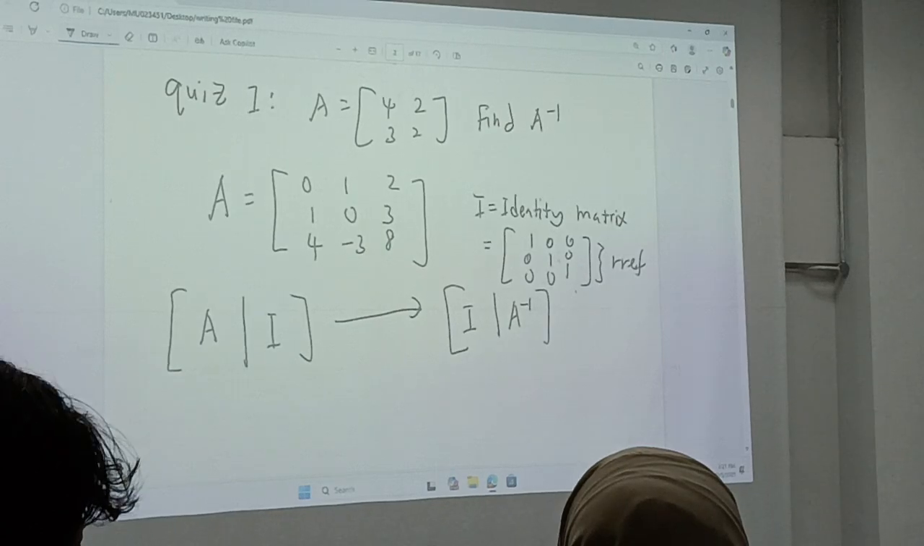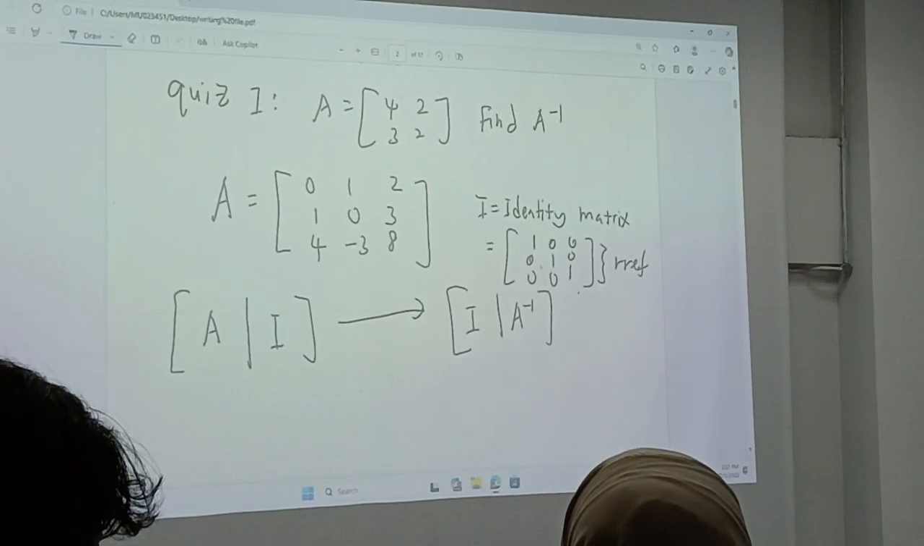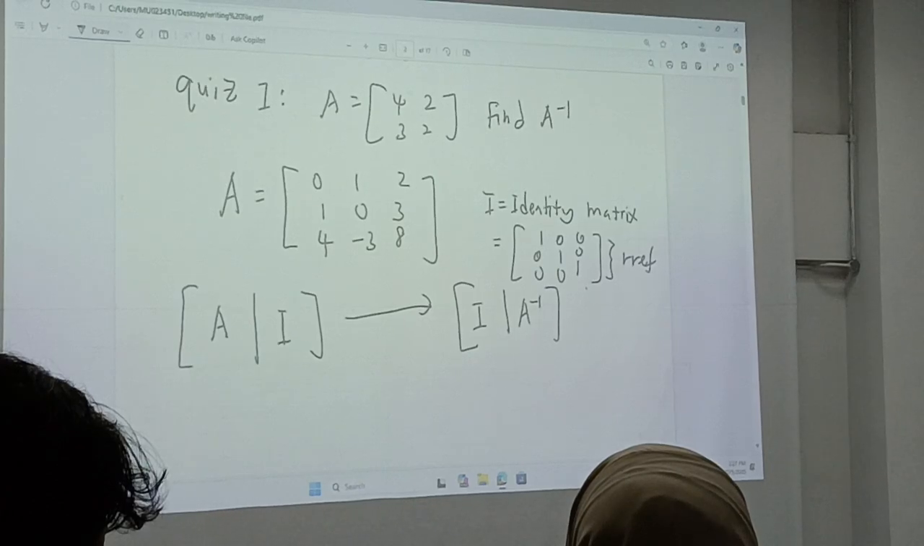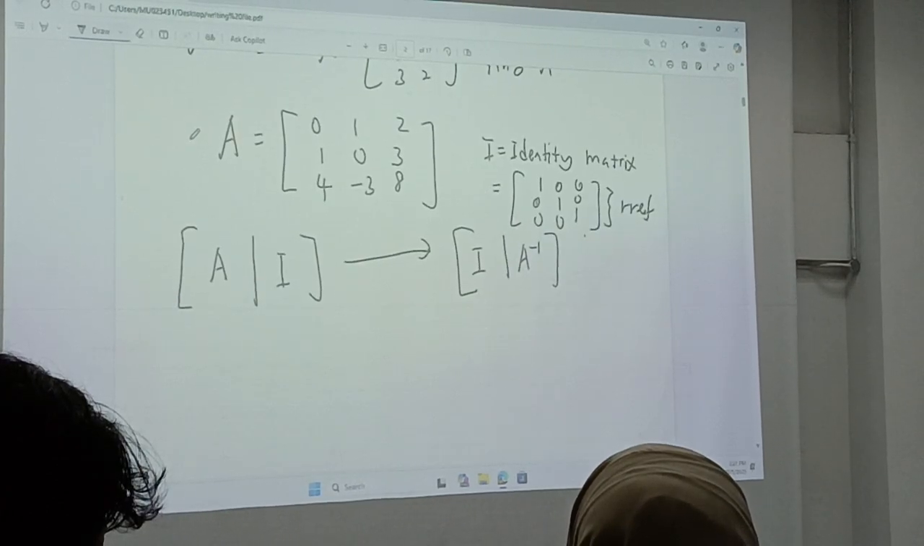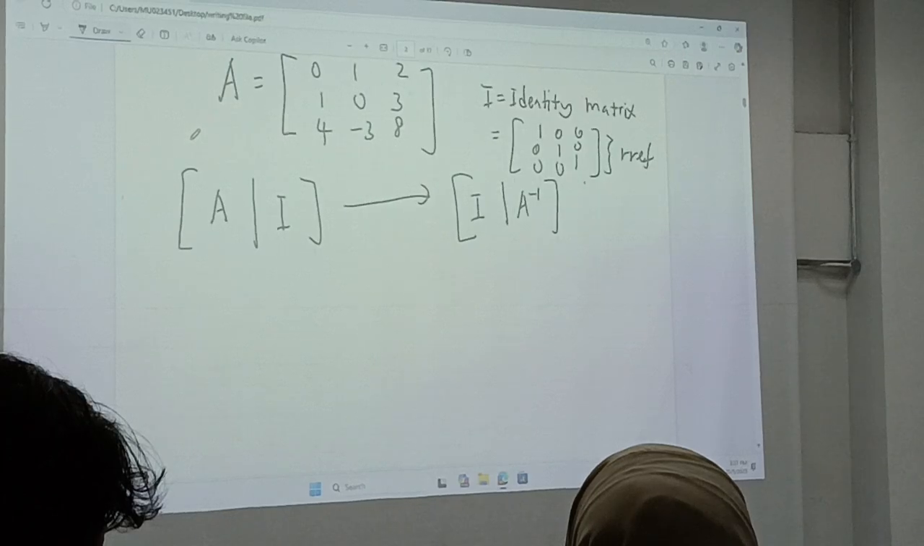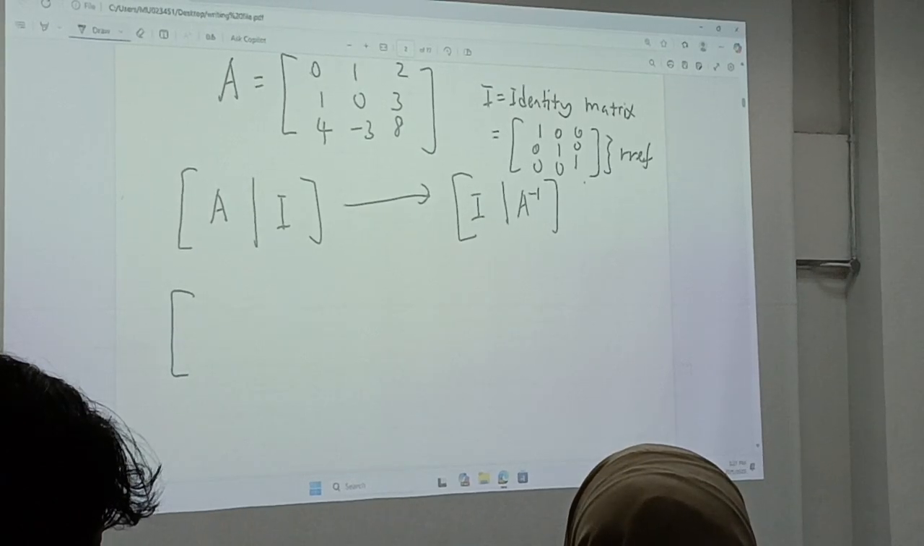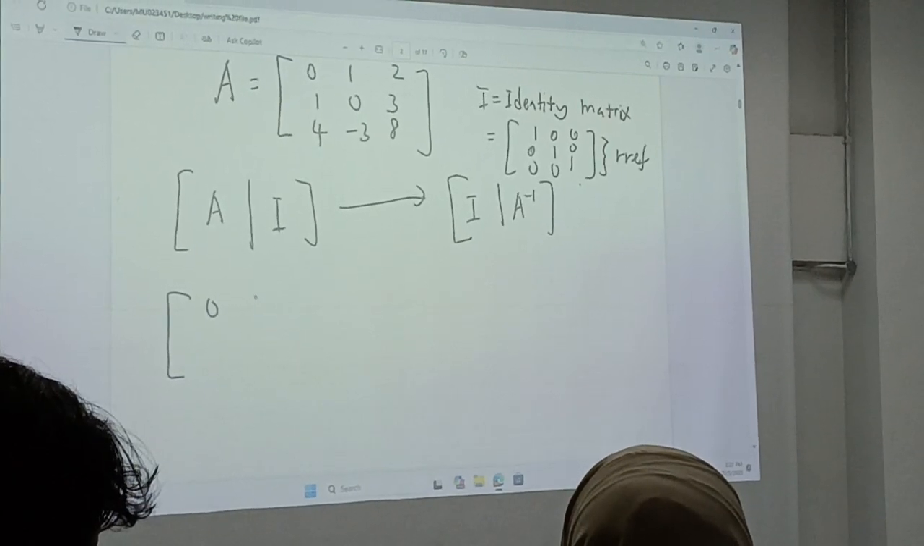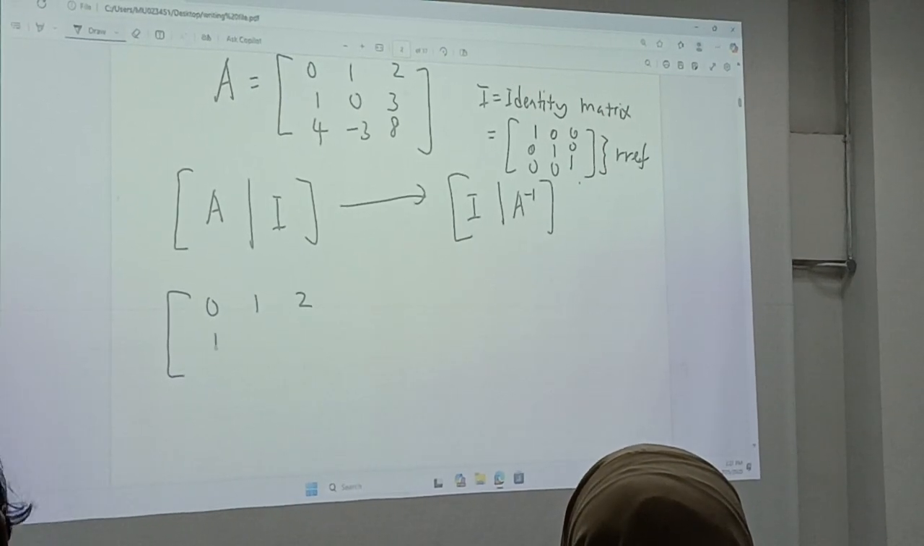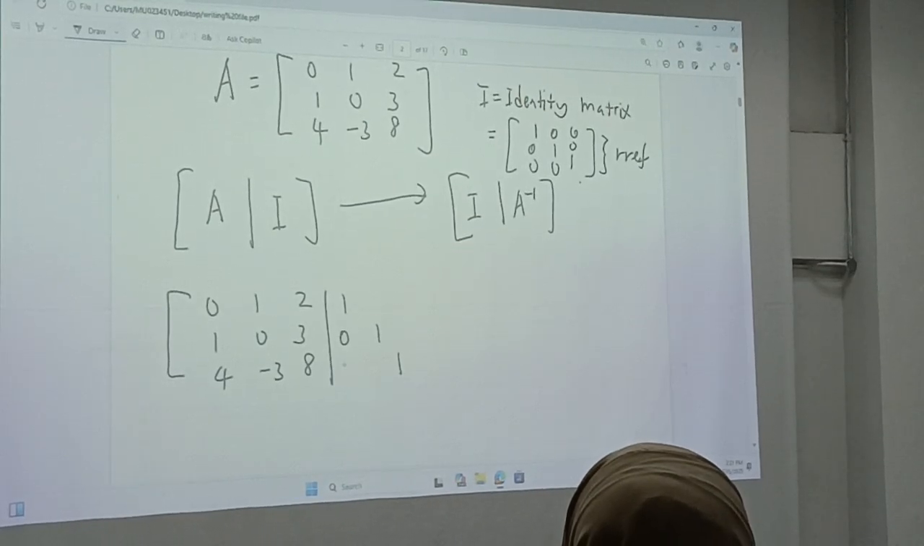Above and below. Okay, leading entry all are zeros. So use Gaussian elimination to do it. Okay, so use Gaussian elimination. Turn A to I. Not Gaussian elimination, Gauss Jordan. Use Gauss Jordan. Turn A to I. So put in matrix A. And put the identity matrix on the right hand side.